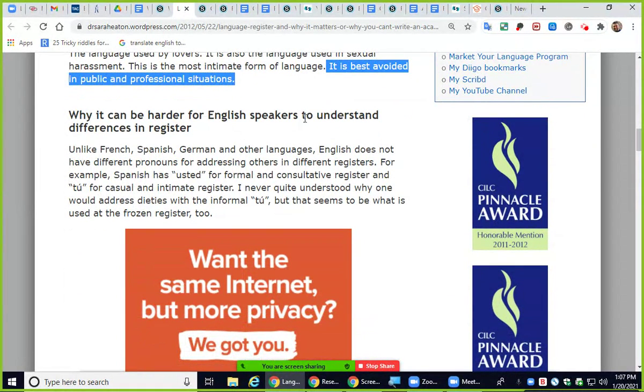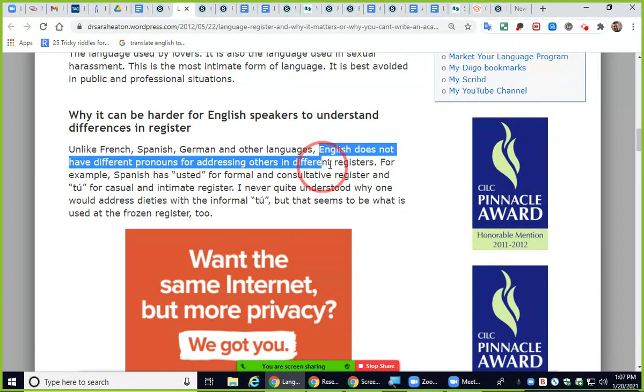Why can it be harder for English speakers to understand differences in register? Well, unlike French, Spanish, German, and other languages, English does not have different pronouns for addressing others in different registers. For example, Spanish has usted. Anybody that's taken Spanish 1, right? Usted, ustedes, tú, nosotros, vosotros. There's all these different words that you use depending on who you're speaking to. But in English, it's all just you.